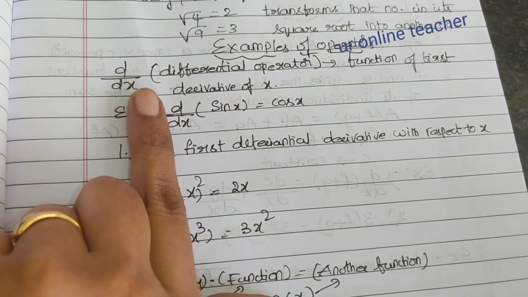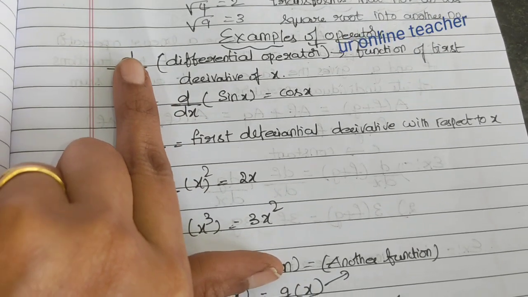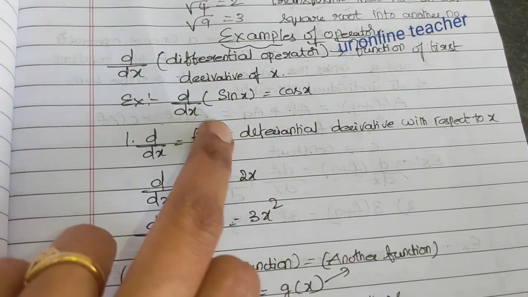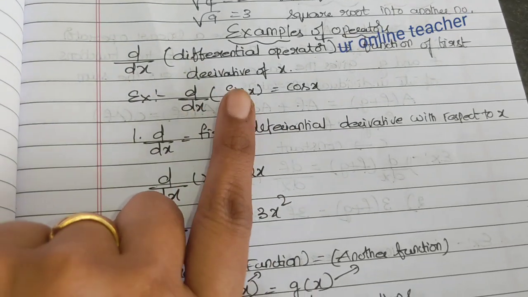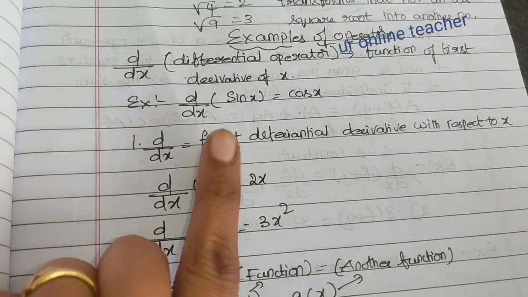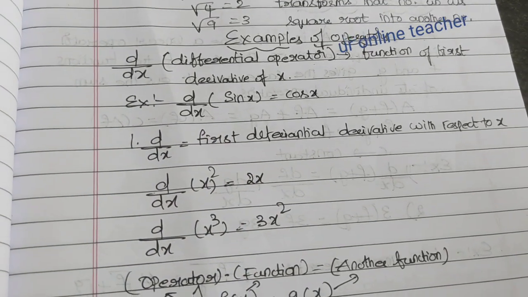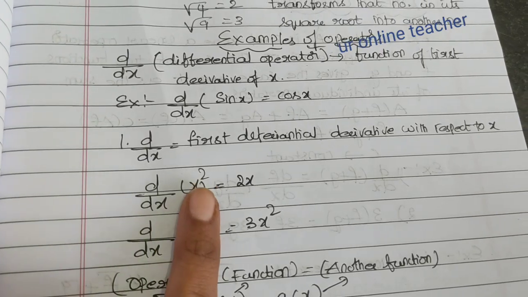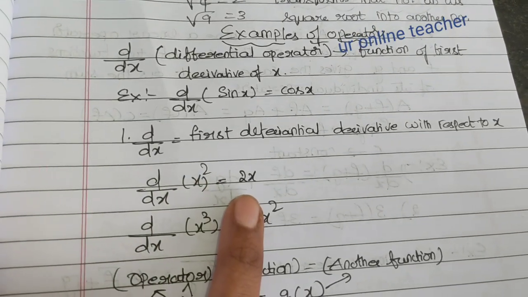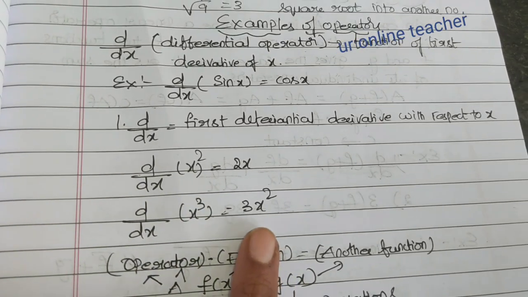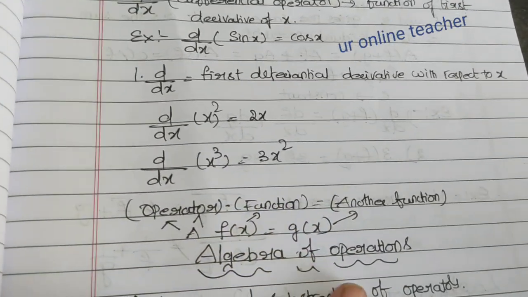The differential operator d by dx gives the first derivative with respect to x. Then d by dx of sin x is equal to cos x. If I apply d by dx to x square, then the answer is 2x. Then d by dx of x cube is equal to 3x square. Like this we can write.